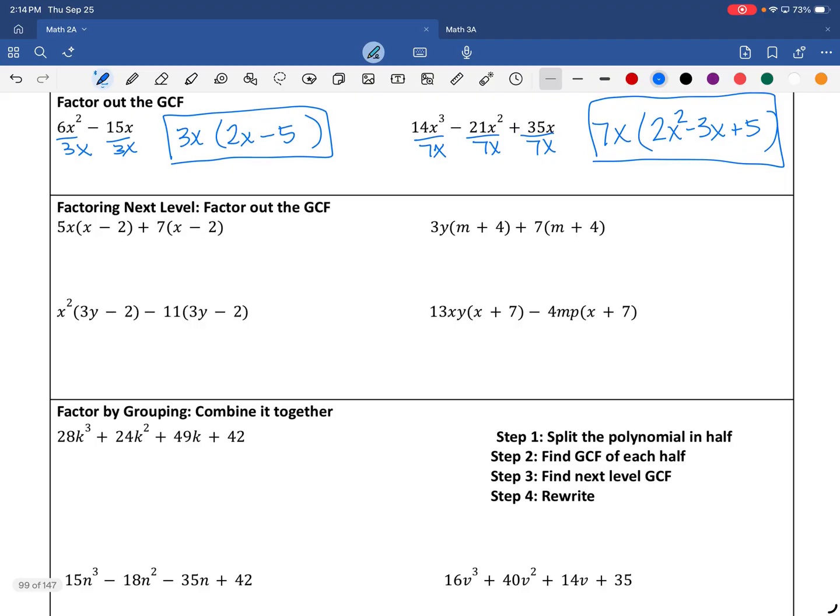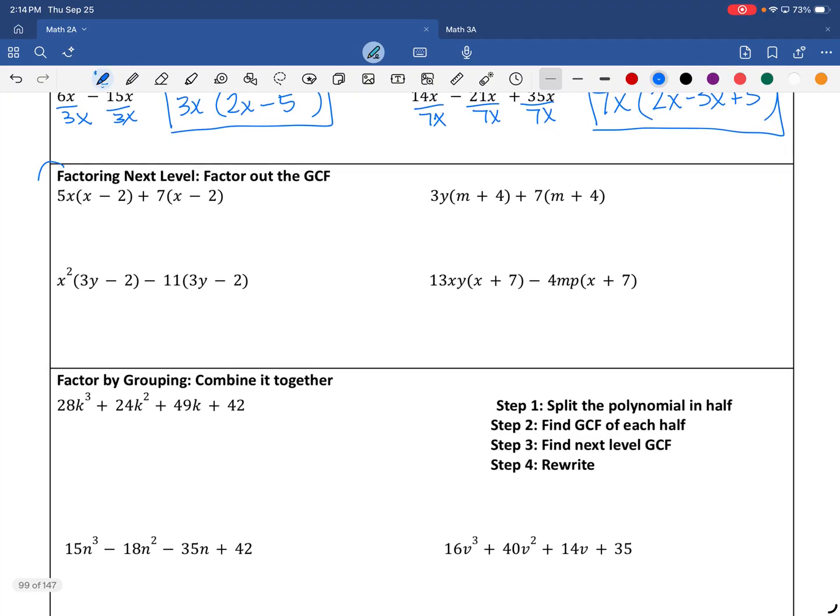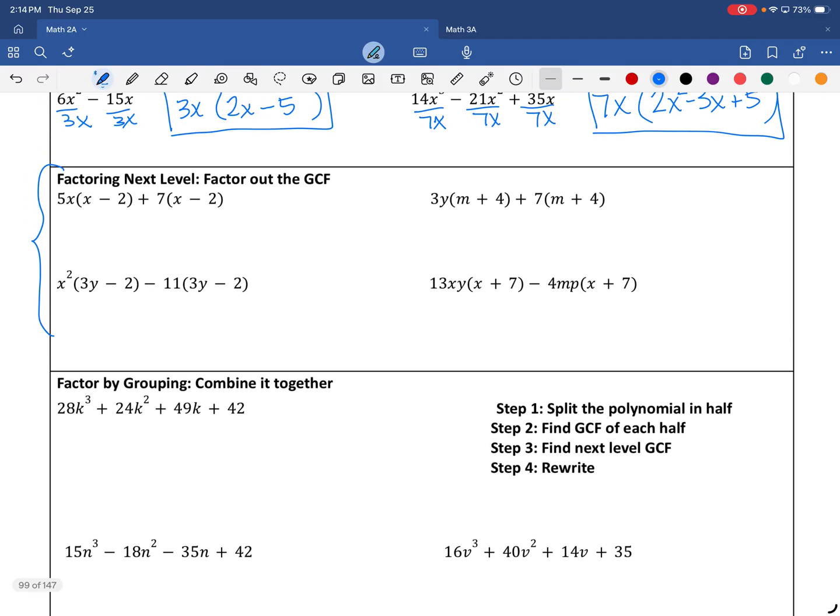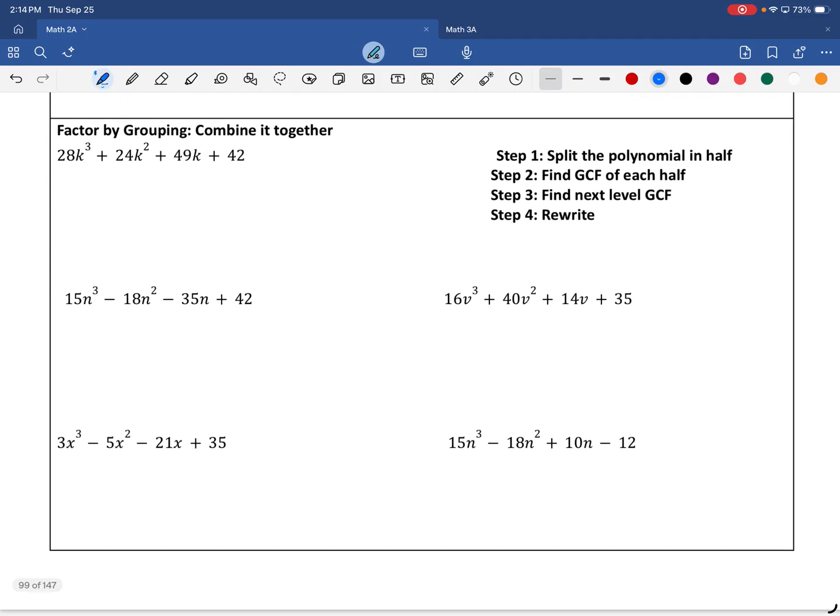Okay, this next little section, I'm going to skip. It'll be easier to explain to you in person, and it'll shorten your note time.